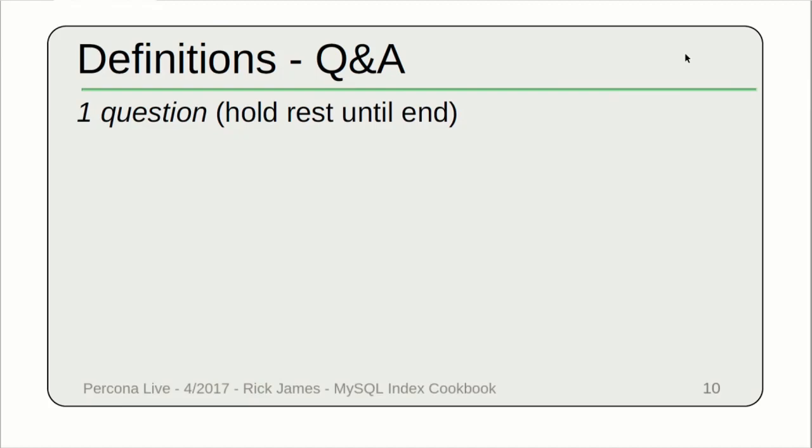All right, now, your question? One question, you get it. Hold the rest till the end. You just said the subquery is bad, right? But how about the EXISTS? Same. IN SELECT is bad, EXISTS subquery is not as bad. It's often very good, and there are cases where that will actually speed things up.